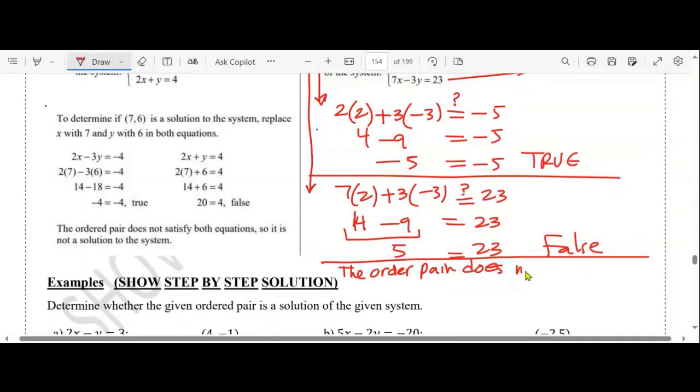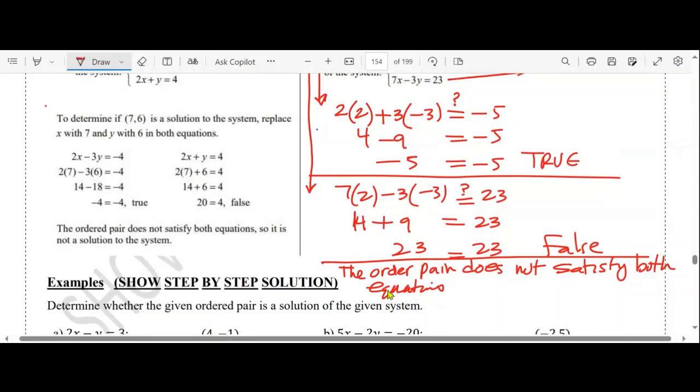does not satisfy both equations. No, Mr. It's true. Because it's 7 times 2 minus 3, not plus 3. Yes, yes, yes. Wow. Yeah, I was testing you. Yeah, right. So this one really is negative. We just copied it wrong, okay? So this is going to be what? Plus 14 plus 9? 23.